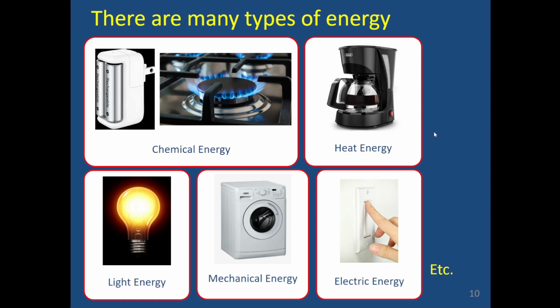Now, there are many types of energy. We were just talking about electric energy, but we also have heat energy. That's easy to understand. Mechanical energy is making things move, like motors and washing machines. Chemical energy, for example, gas, gasoline, a stove, or a rechargeable battery, or just a regular battery, uses chemical energy. Light energy is what we get from our light bulbs or the sun, etc. There are many types of energy.